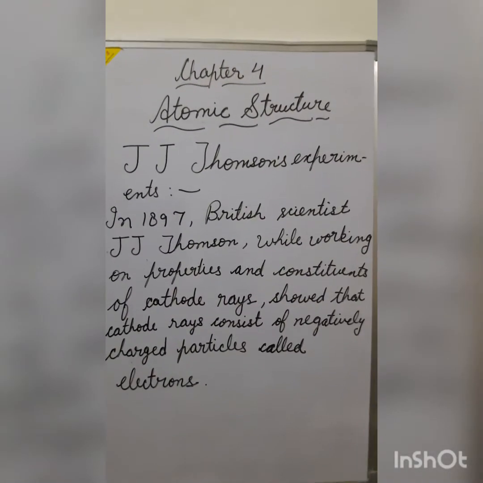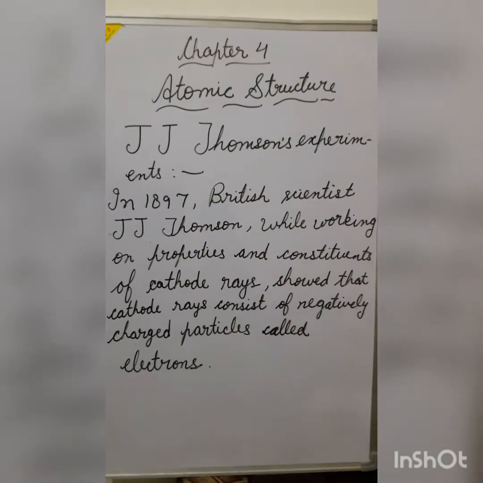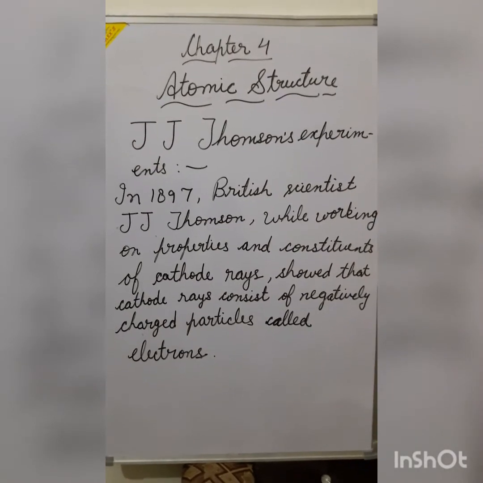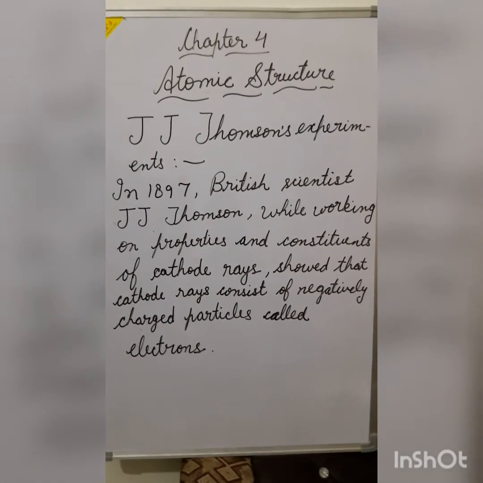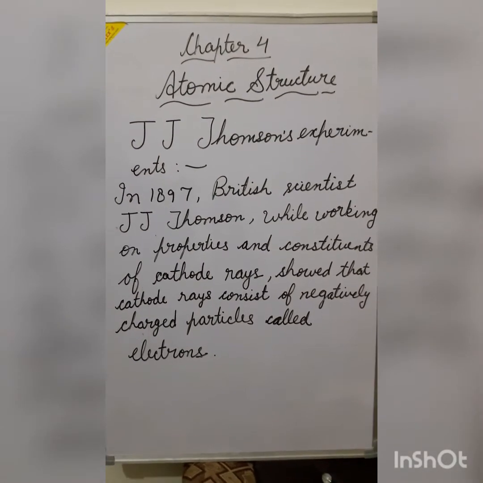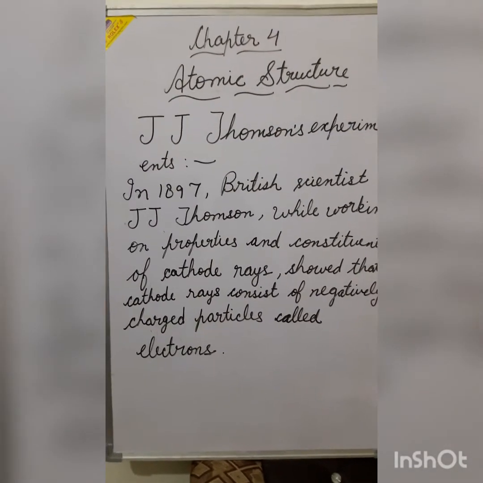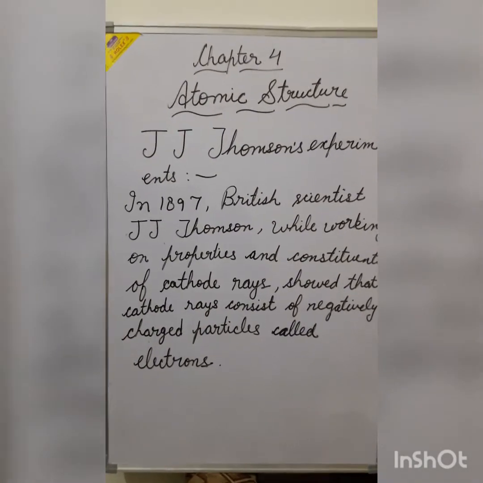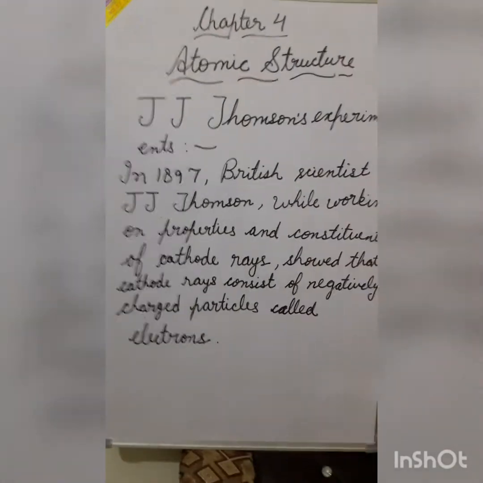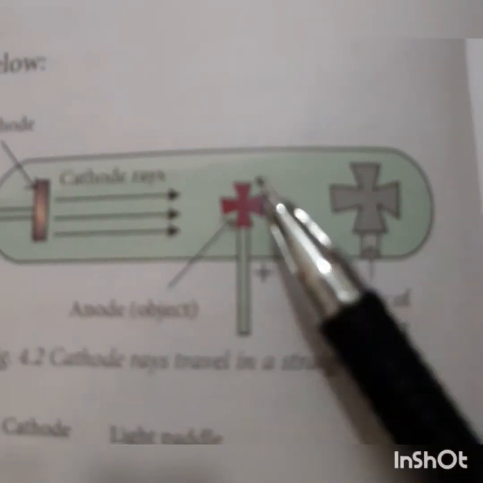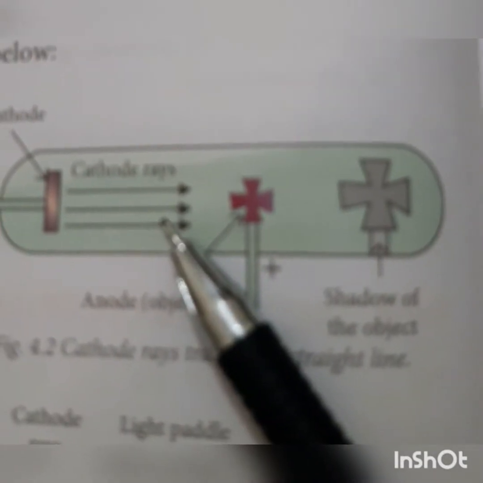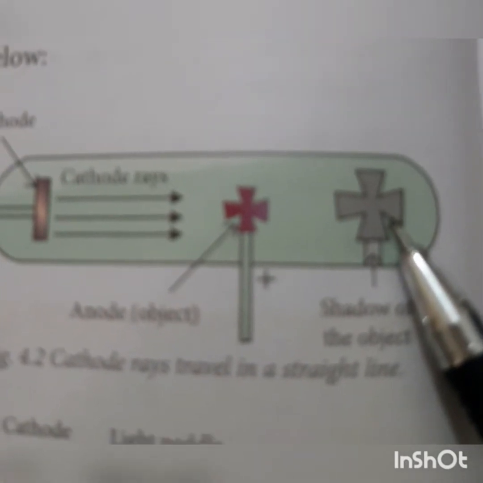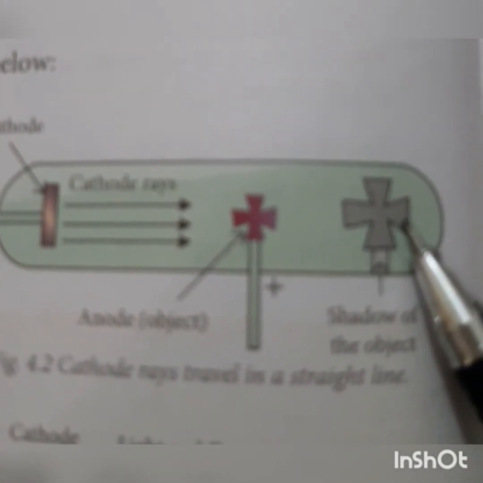In 1897, a British scientist, J.J. Thomson, while working on the properties and constituents of the cathode rays, showed that cathode rays consist of negatively charged particles called electrons. He did several experiments with the discharge tube to show the properties of the electrons. He kept an object in the path of the cathode rays and observed that the shadow of the object was formed at the end opposite to the cathode.